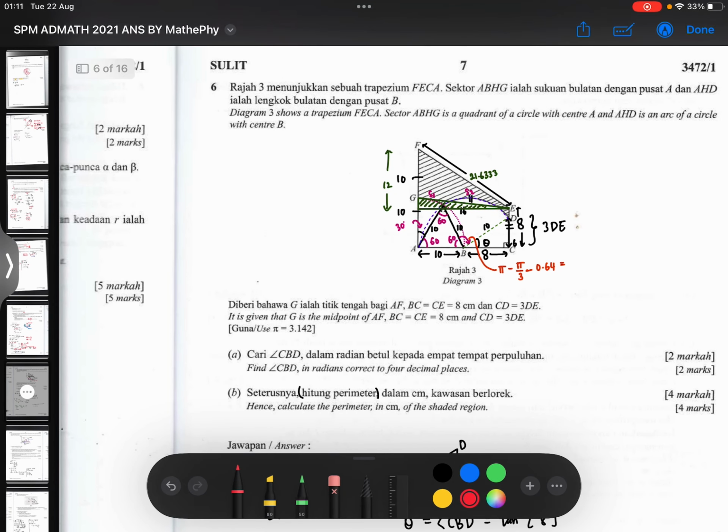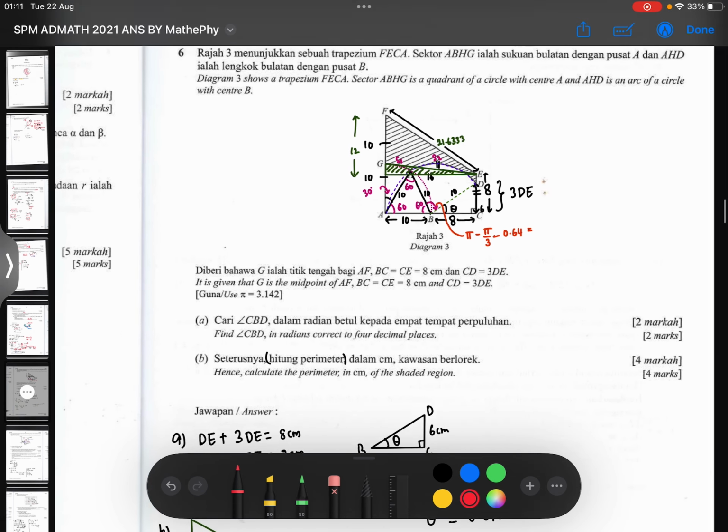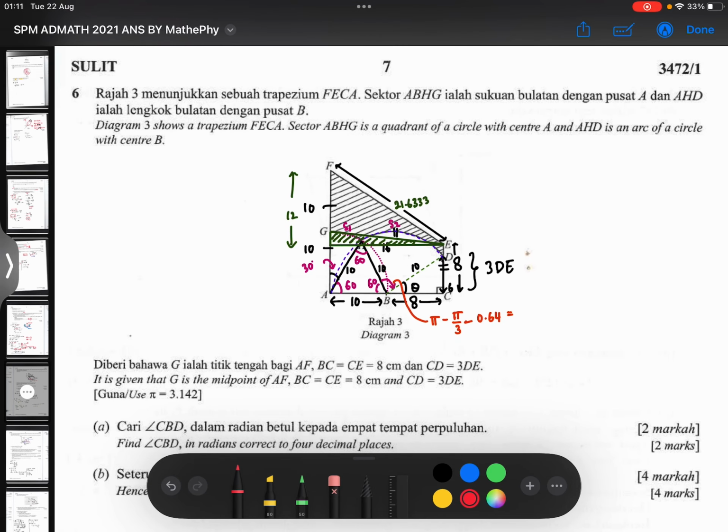Okay, for question 6. So this is quite tricky actually. You just read the question carefully. So sector ABHG, so this part ABHG is a quadrant, a quarter circle, with center A. So this is the center. And HD is an arc of the circle, from here to here. The center is B. Okay, so you need to remember that.